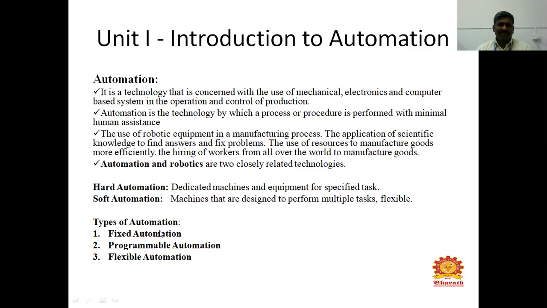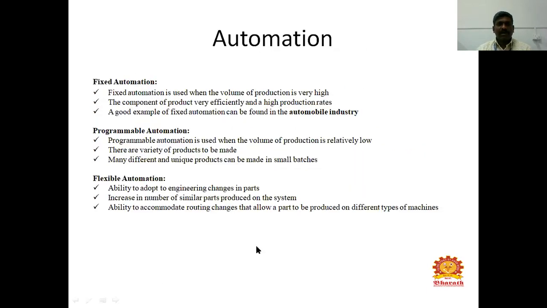Types of automation. There are 3 types of automation: fixed automation, programmable automation, and flexible automation. Fixed automation is used when the volume of production is very high. Why? Because a dedicated machine is used, so there is no need to change any setup for the machine. So it is fixed automation. The component of the product is made very efficiently and at a high production rate.